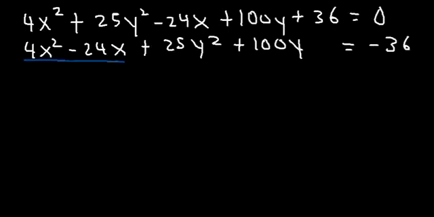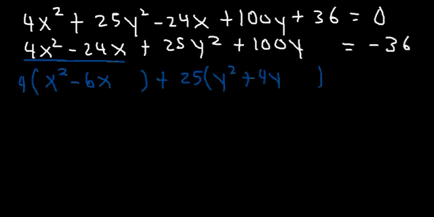So let's factor out a 4 from the first two terms. We want x squared to have a coefficient of 1. So it's x squared, and then negative 24x divided by 4, that's negative 6x. And let's leave a space. Let's factor out 25. 100y divided by 25 is 4y. Leave a space. And then let's complete the square. So half of 6 is 3, ignore the negative sign, and then square it. Half of 4 is 2, so that's 2 squared.